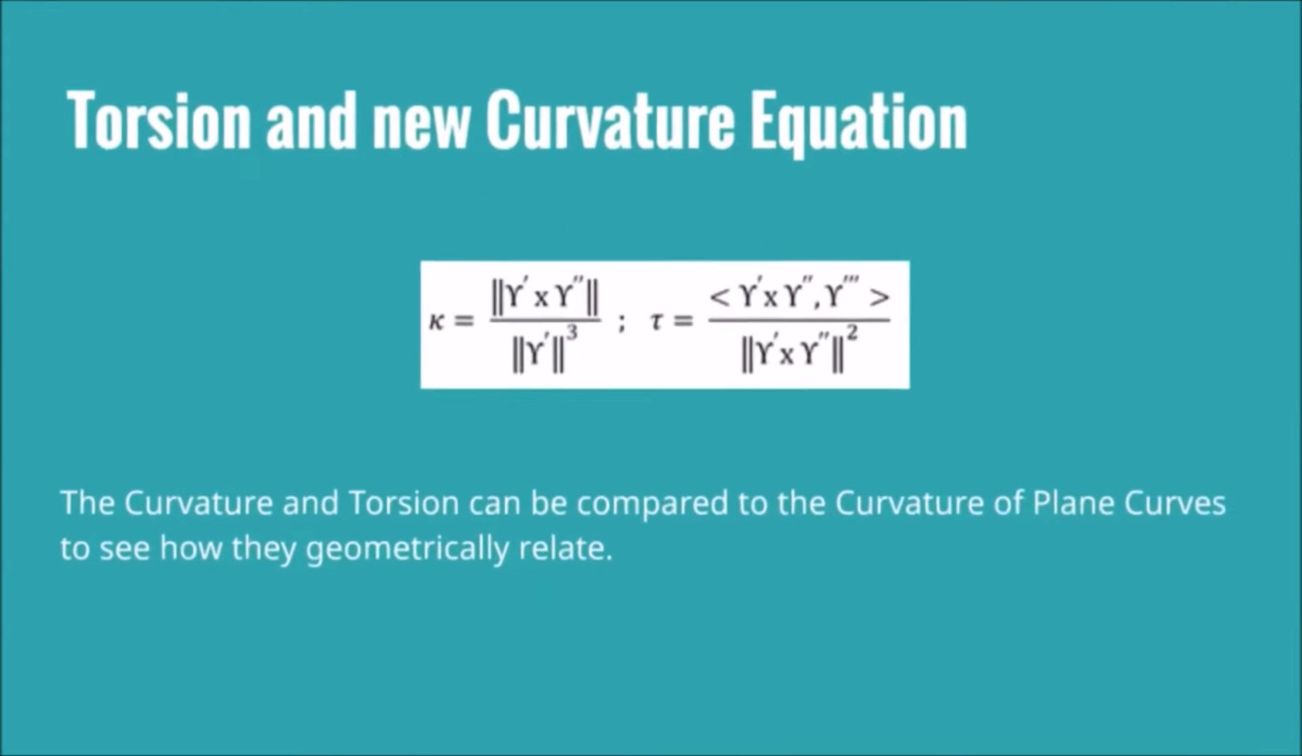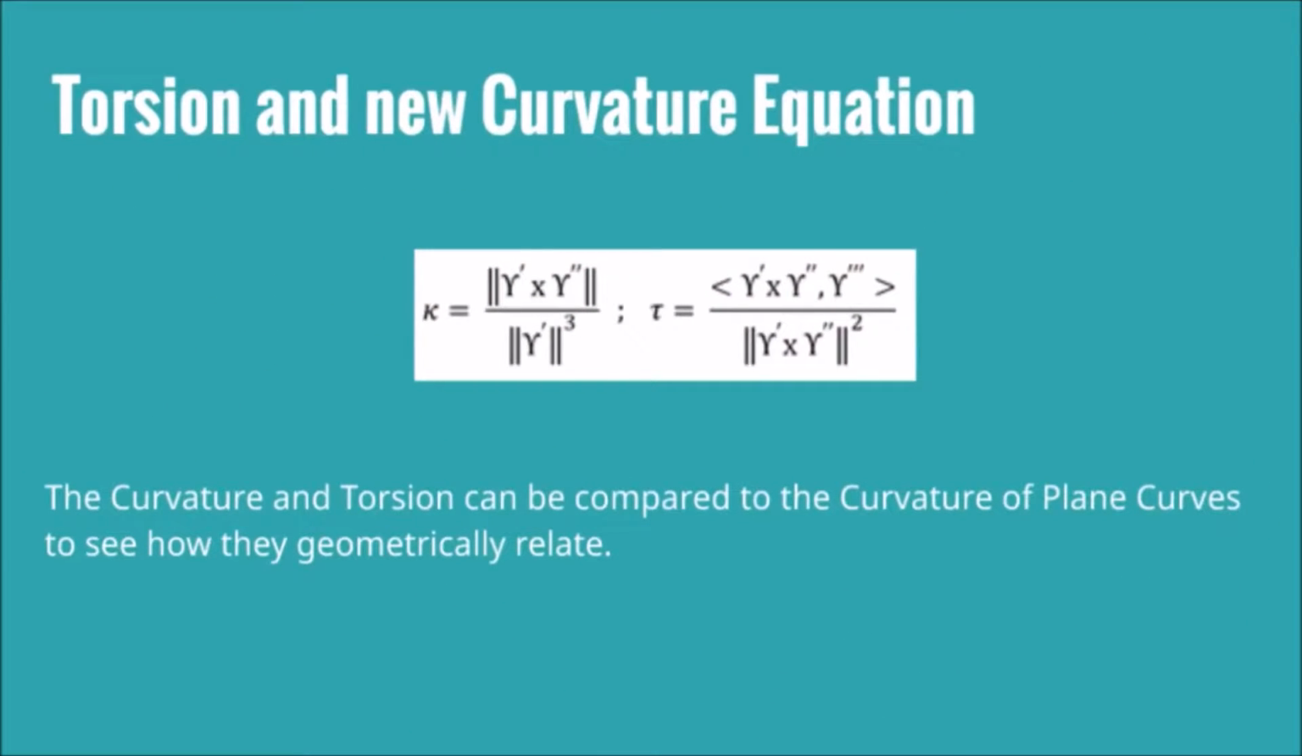In addition to this, in space curves, there is torsion and a new curvature equation, as shown in the image. When calculated, these can help us to visualize the shape of the space curve, and so when compared with the curvature of the plane curve, which also can help us visualize the shape of the plane curve, then we can see how they relate geometrically.